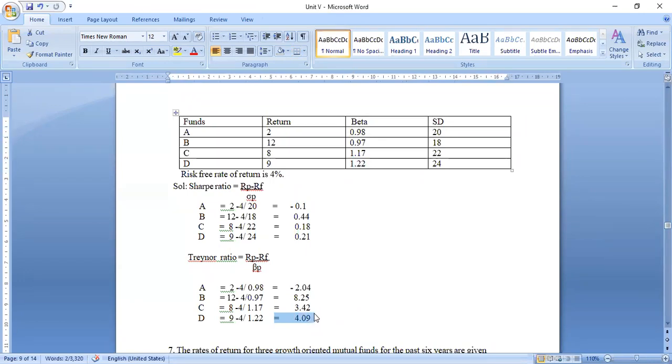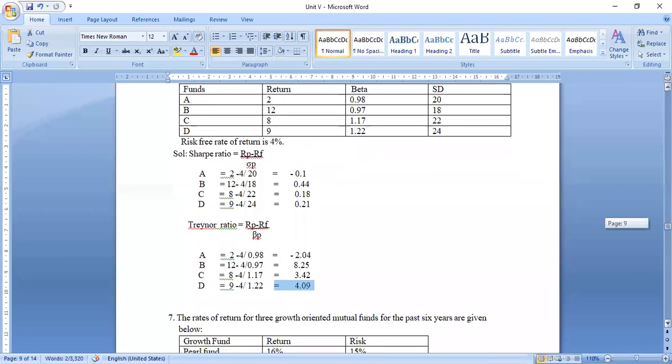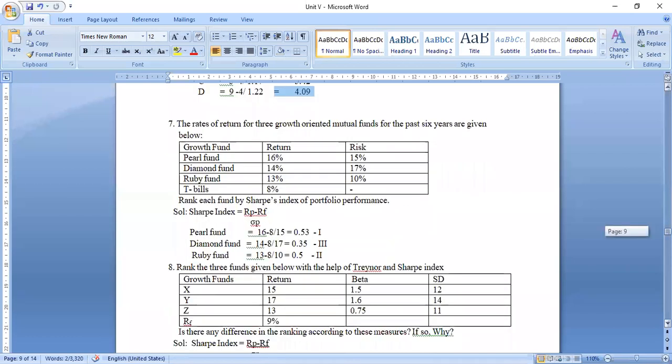So these are the calculations for fund A, B, C, D with regard to Sharpe and Treynor. If anybody is having any doubt, you can put that in the chat box. We will move on to the seventh problem. I hope students are following till now what has happened.